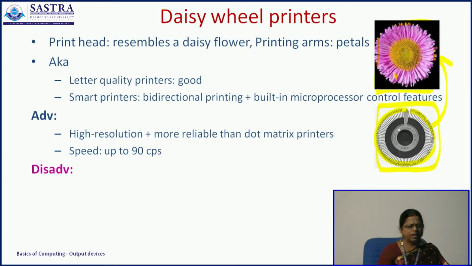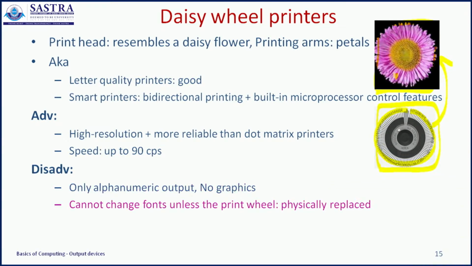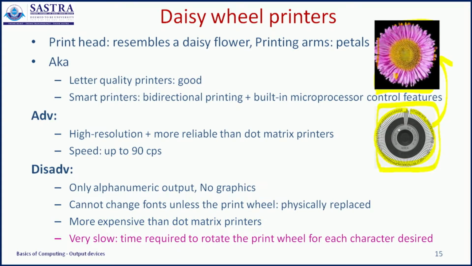What are the disadvantages of daisy wheel printers? Only alphanumeric output can be made on this. We cannot print any graphics. We cannot change the fonts unless the print wheel is physically replaced for different font sizes. It is more expensive than dot matrix printers and it is very slow because of the time required to rotate the print wheel for each character desired.